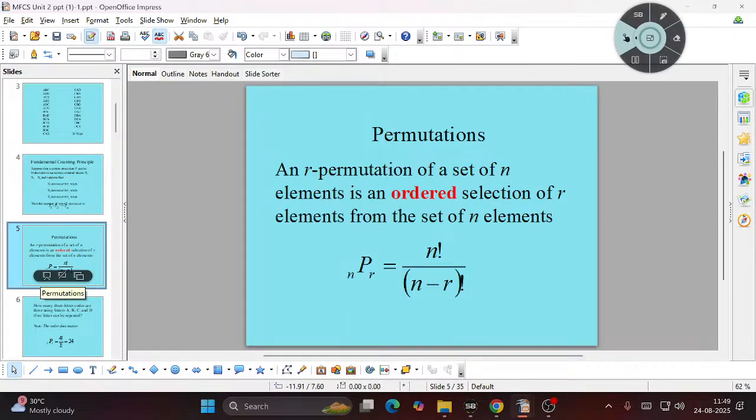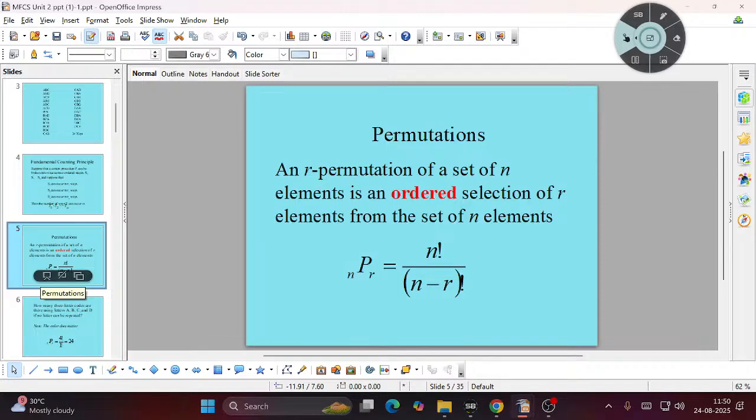Next is permutation. Write down the definition. An r-permutation of a set of n elements, that set contains n elements, is an ordered selection of r elements.